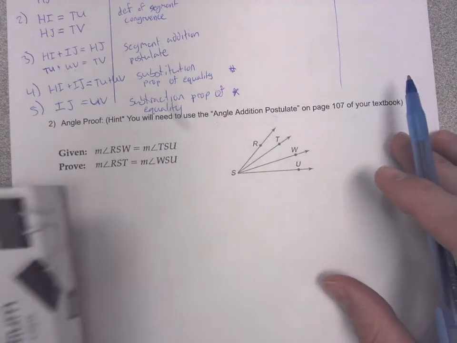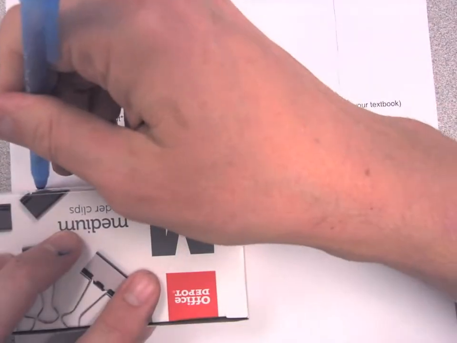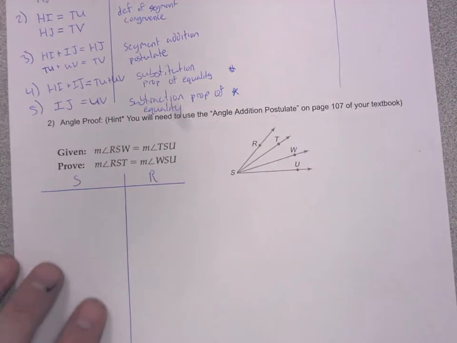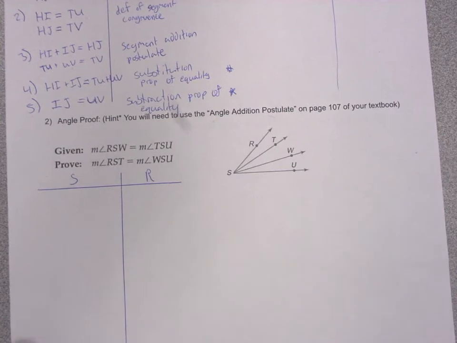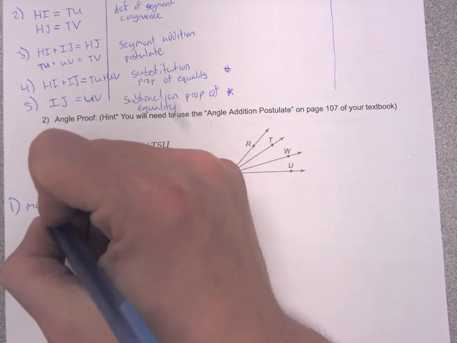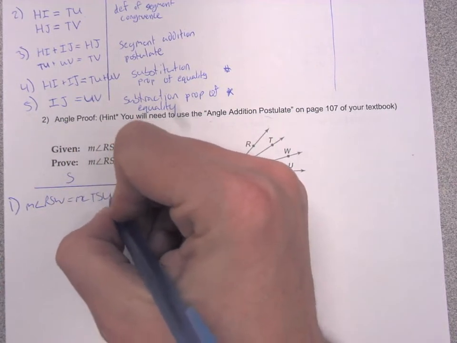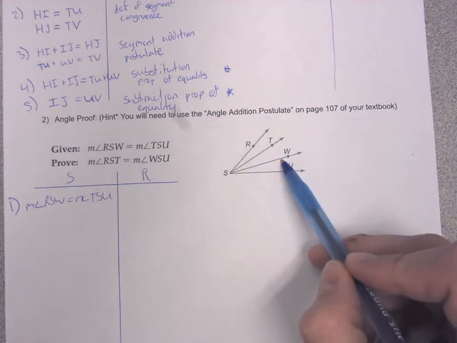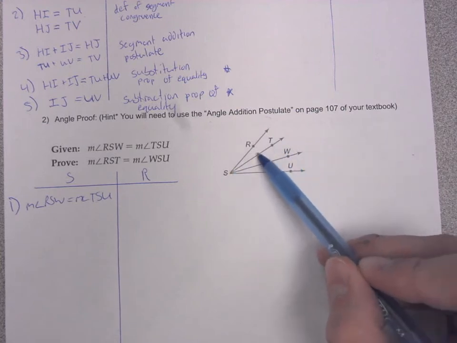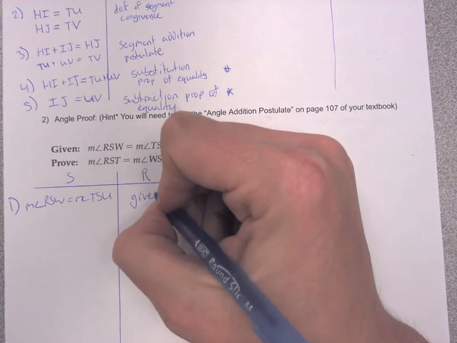So let's go ahead and set this one up. Okay, so I'm going to do statements and reasons here. I'll just use S and R for statements and reasons. And step 1 is going to be to start with the given information. So the measure of angle RSW equals the measure of angle TSU. So RSW and TSU. Notice that they overlap, right? RSW and TSU overlap. Okay, this is a given.